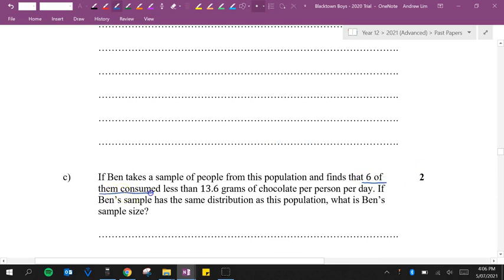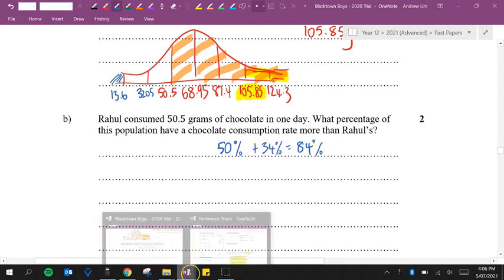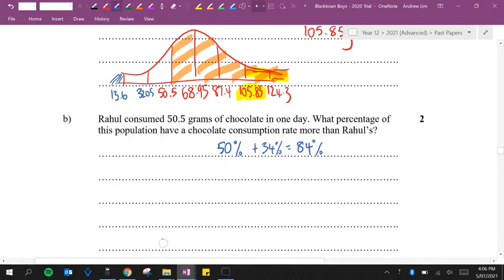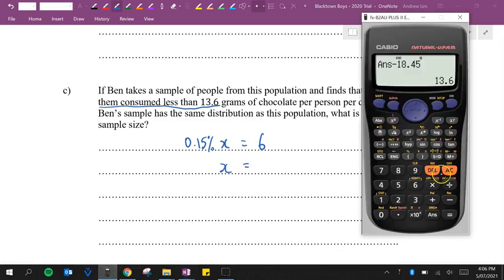So 6 of them consumed less than 13.6. So 6 of them lie here. If we look back at our sheet, I asked you to memorize that. So 0.15%. 0.15% of the amount of people is 6 people. So the number of people in the sample size must be 6 divided by 0.15%. Which is 4,000.